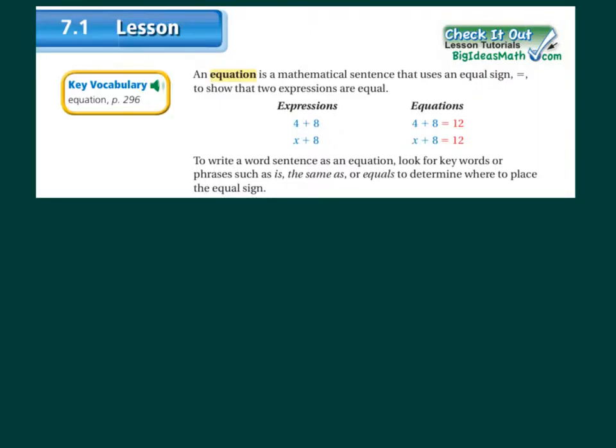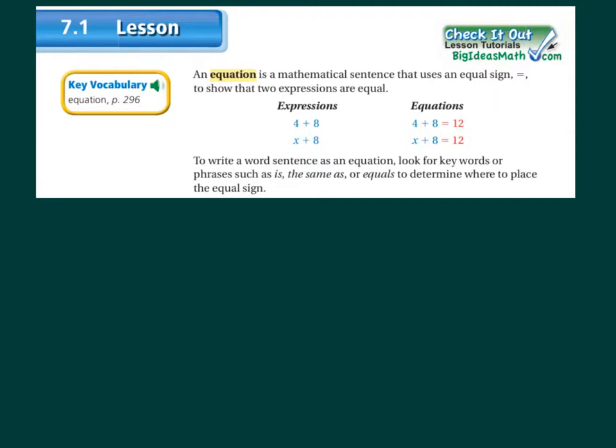So looking at this first example here, the first thing I want you to do is notice the definition of the equation. It's a mathematical sentence that uses an equal sign. We'll learn about equations and inequalities this chapter. Inequalities are a little bit different. Next, we're going to have to take expressions and translate expressions into equations, meaning you're going to have some words and you're going to have to make it look like a math problem.